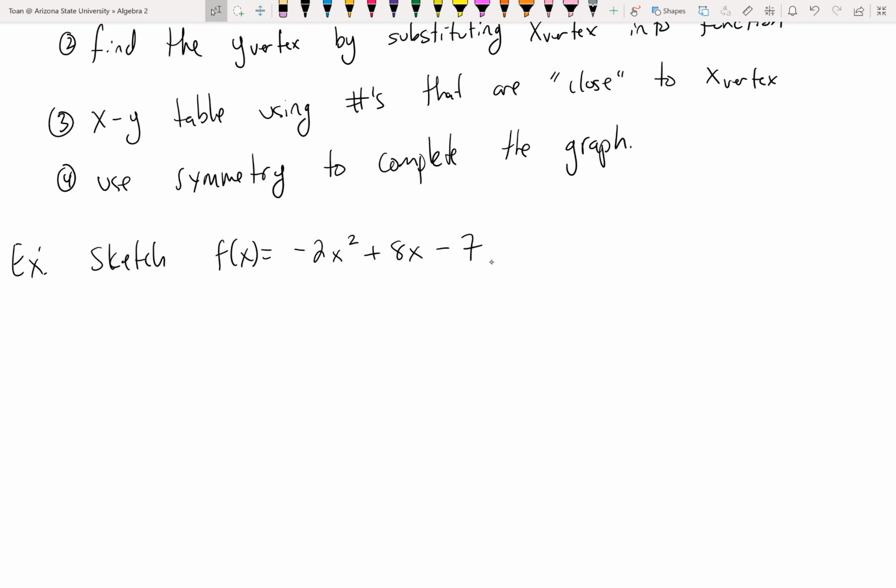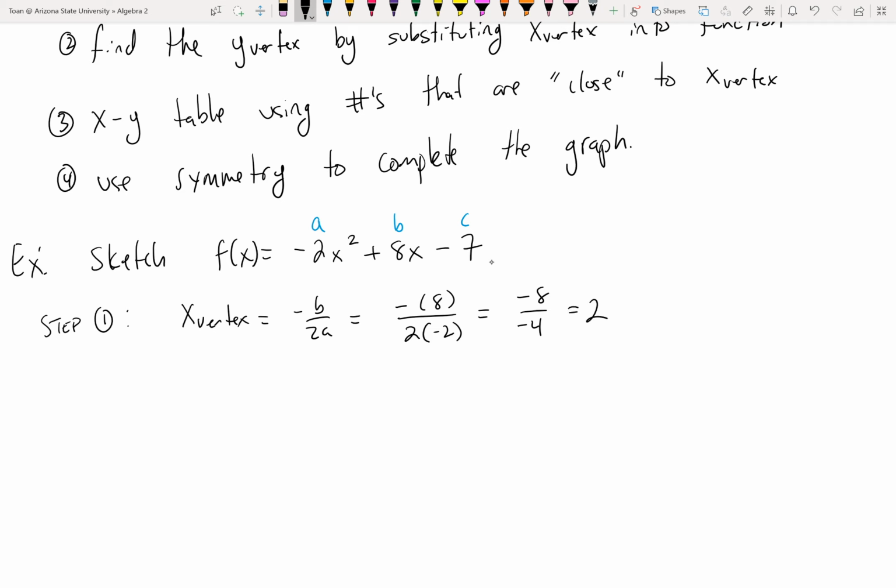Alrighty, step 1. First thing I want to do is find the x coordinate of my vertex. The x coordinate of my vertex is going to be negative b over 2a. We just have to remember that in standard form, this is a, b, and c. So let's just plug in those numbers. Negative 8 over 2 times negative 2. That gives me negative 8 over negative 4, which gives me a positive 2.